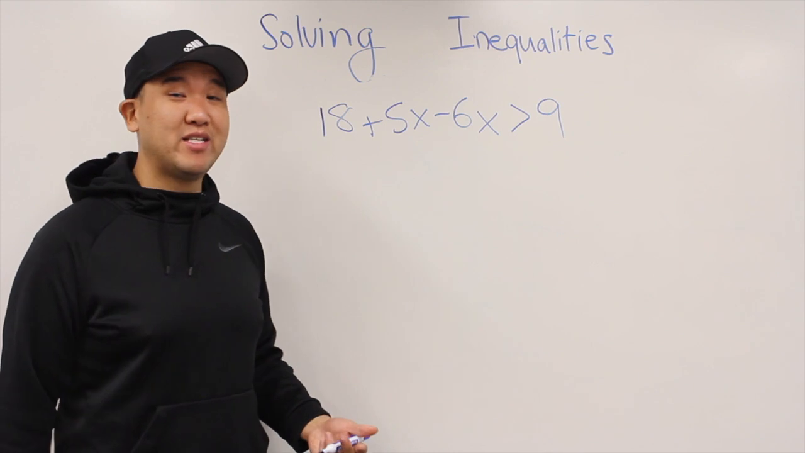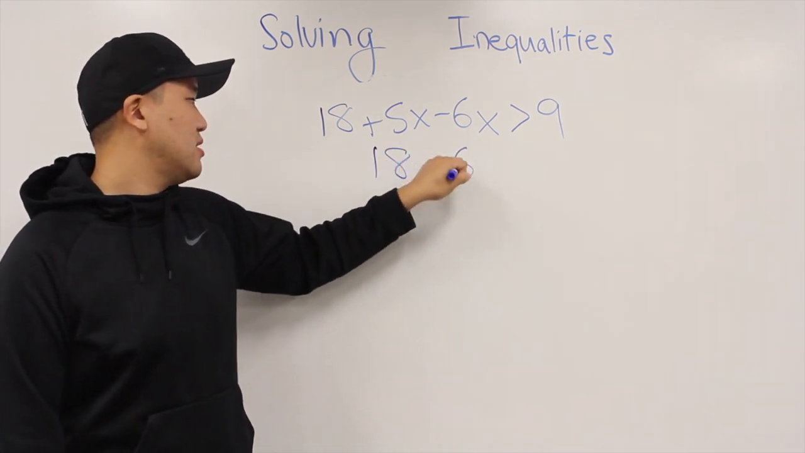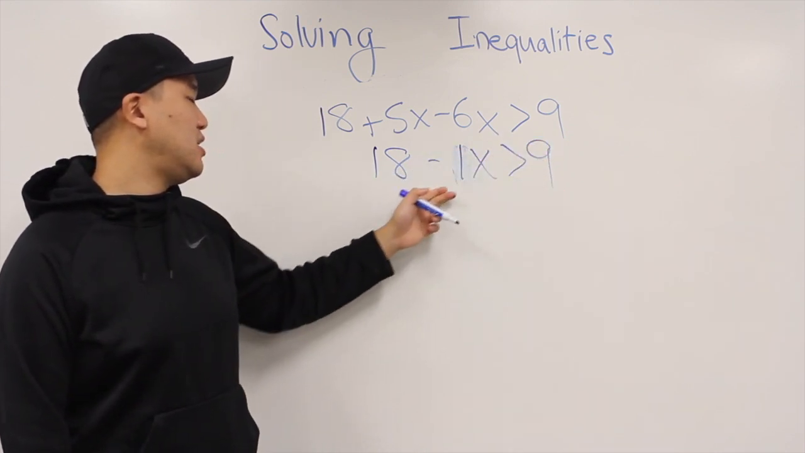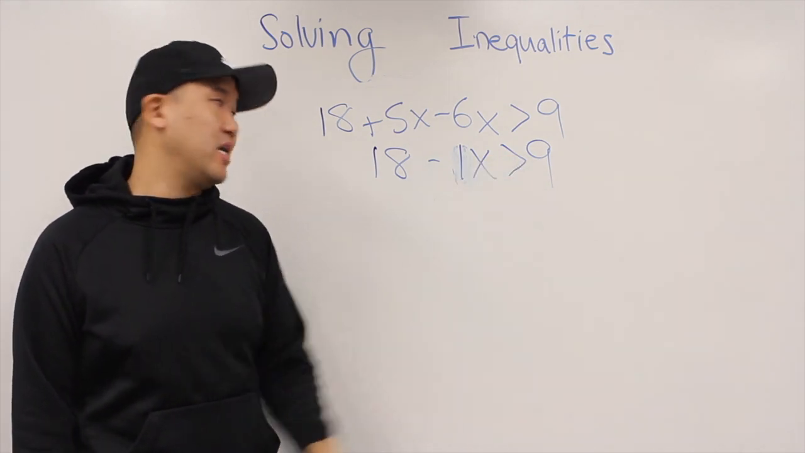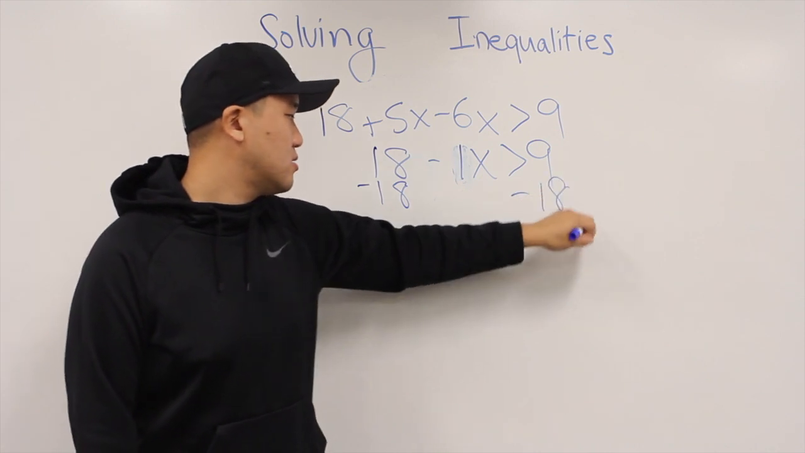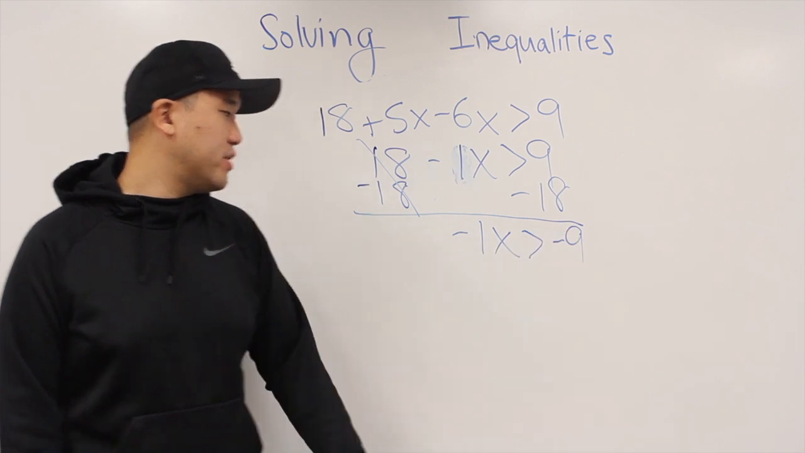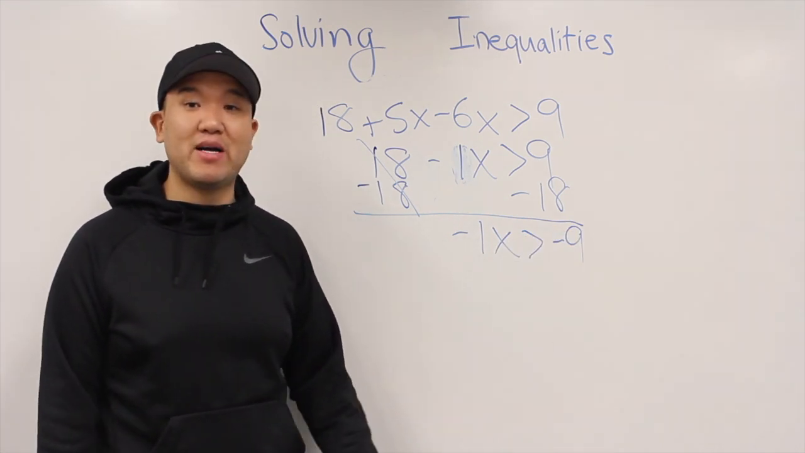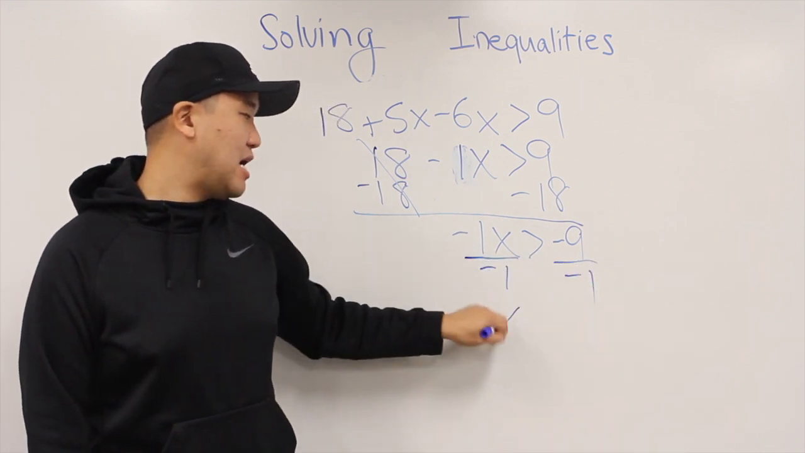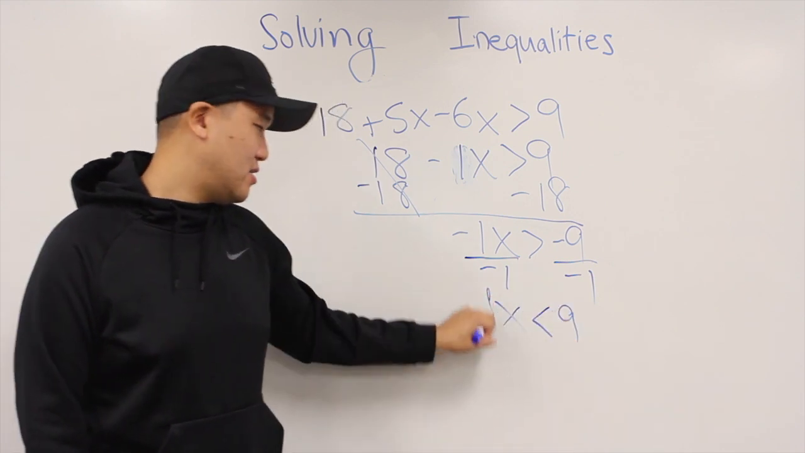Alright, how do I start this? Well, we have like terms on one side, so let's combine that. I just show all my work. So 18 minus 1x is greater than 9. It's not by itself, so I'm going to subtract 18 on both sides. So you have negative 1x is greater than negative 9. Is x by itself? No, it's still negative. So we're going to divide by negative 1. What happens when you divide by a negative? You got to switch the sign, so I'm going to switch that. And you get x less than 9. That is my answer.